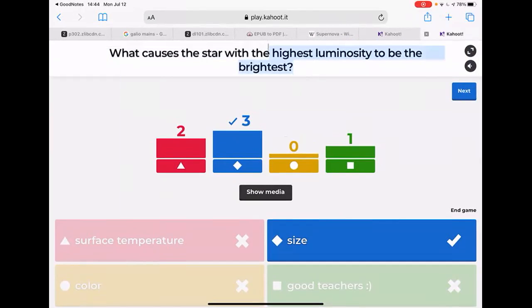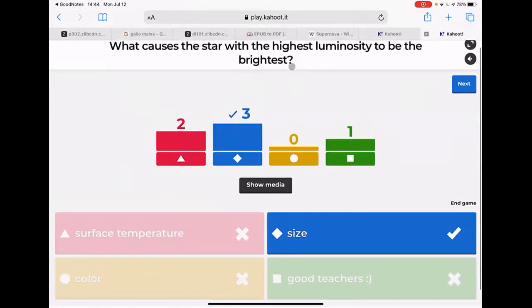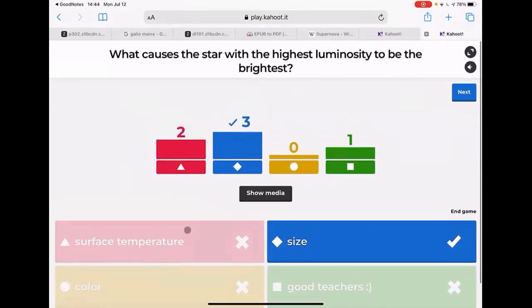Yes. Because the more mass you have, the hotter the star is, and therefore the brighter it is, right? The hotter something is, the brighter something is. So surface temperature, I don't know. This question's really bad. But just remember the bigger a star is, the brighter it is, the hotter it is, right?